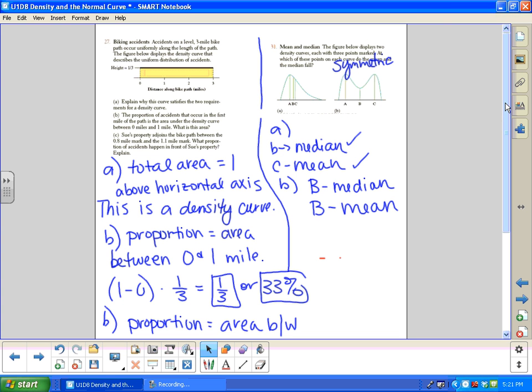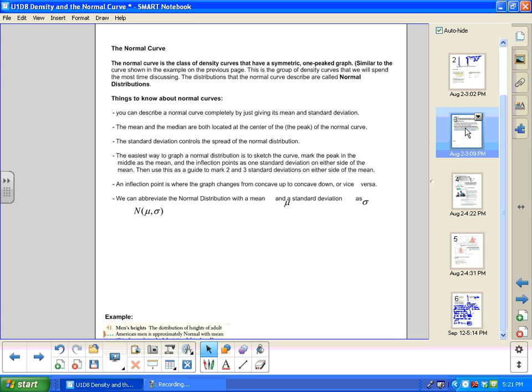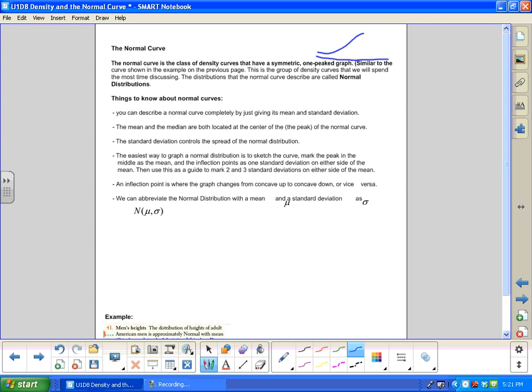Okay, so now we have one special density curve that we're going to talk about an awful lot this year, and this is called the normal curve. The normal curve is a symmetric one-peak graph. It's going to be a bell curve, pretty much. A normal curve has a lot of similar properties. They share a lot of properties. It's a special group of density curves, you would say.